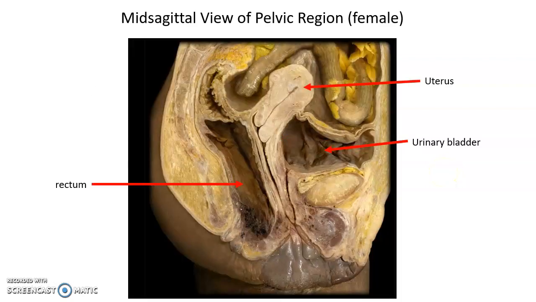Here is a midsagittal view of the pelvic region, in this case of a female. Here's the rectum, the final length of the large intestine. That, of course, ends with the anus. Here is the urinary bladder. Again, pretty much just an empty bag. Here is the uterus. So the uterus is superior to the urinary bladder. And that is it for the organs you are responsible for.